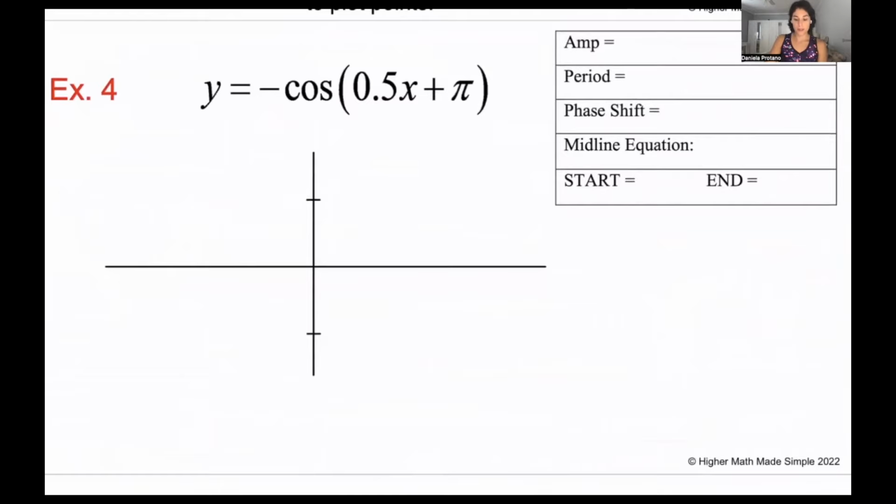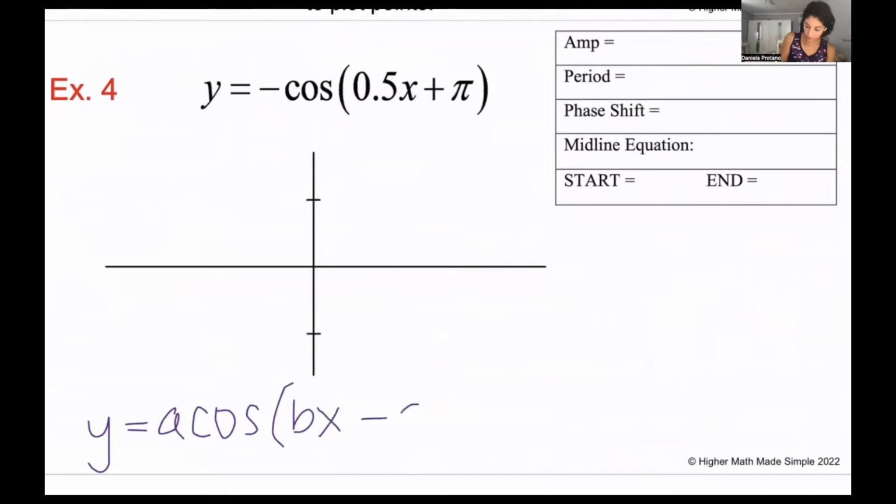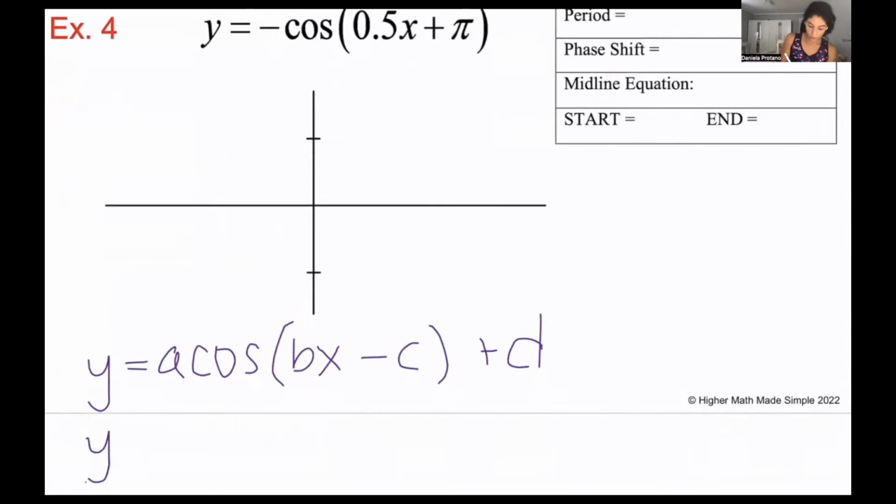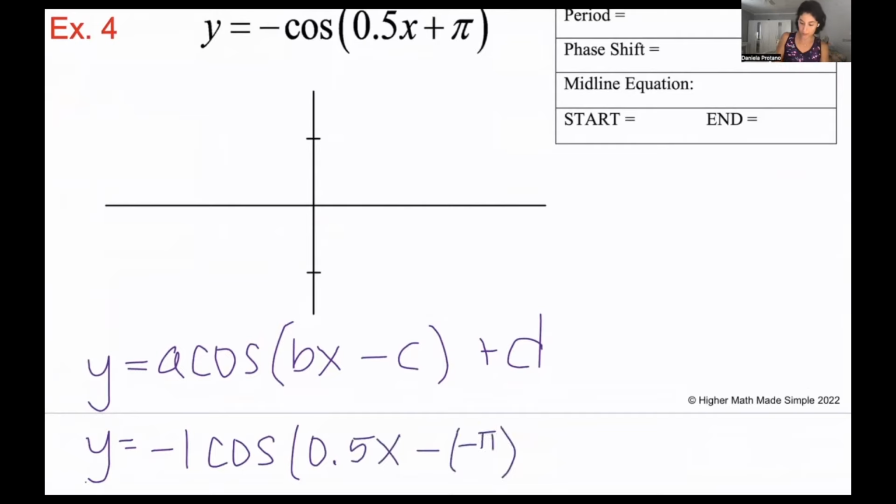All right, last but not least, I would recommend you press pause and try this all out yourself, and then we can go over it. So the first step would be to write it in standard form. So this can be rewritten as y equals negative 1 cosine of 0.5x minus a negative, because a minus minus is a plus, and then plus 0.